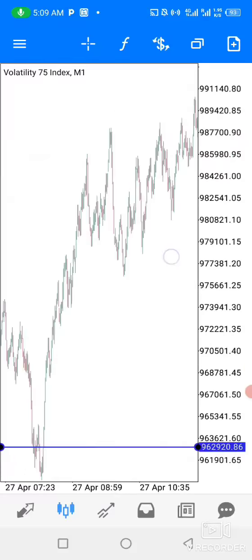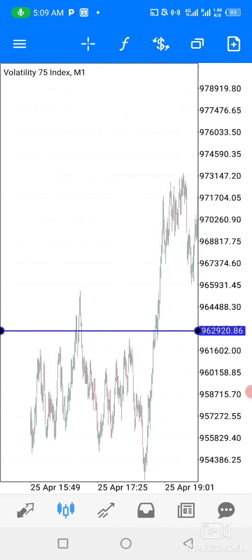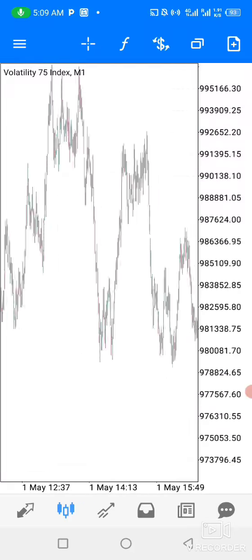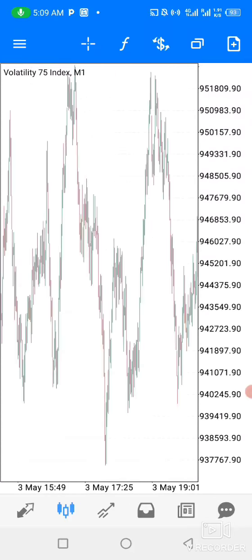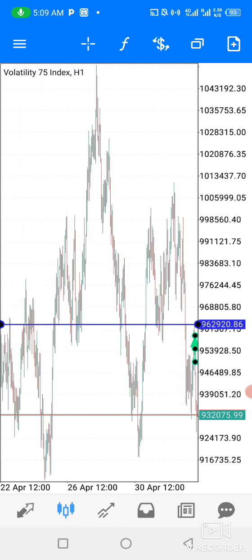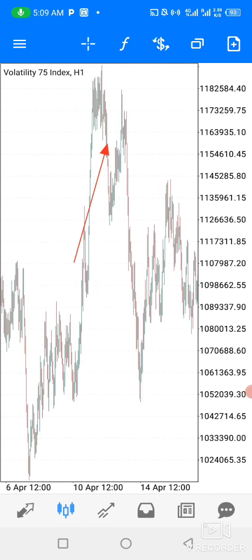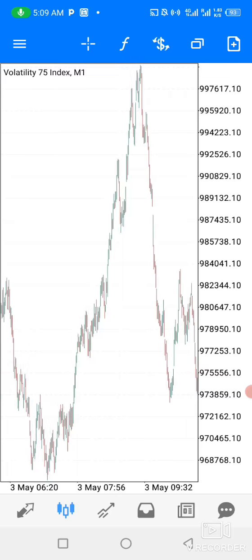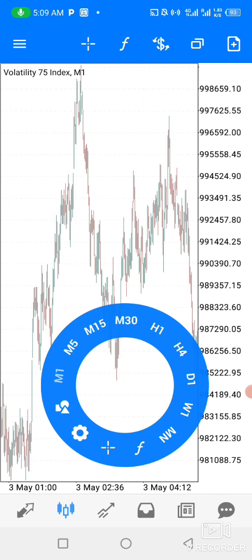Let's see where it is. I've not seen it. Where should it be located? Let's go back to H1. I'm trying to locate this in M1, but it's not locating because the chart cannot show it to us. But I'm going to use another event in M1 to show you how to enter here. Actually, it is looking like something like this.